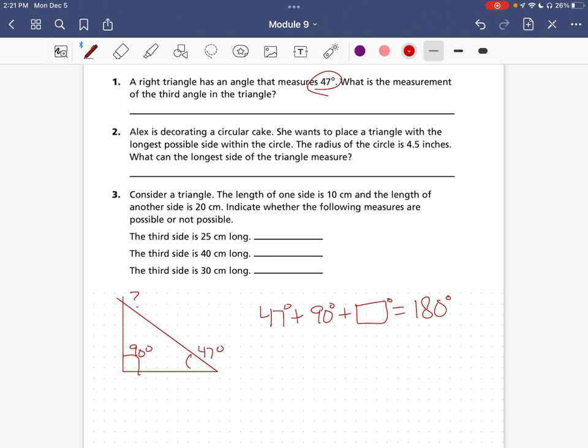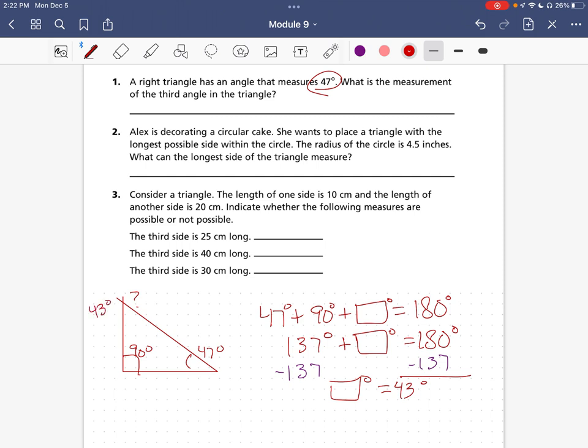Okay, add up our 47 plus 90. That'll give us 137 plus our unknown degrees equals 180. Now, if we're going to solve our equation, we're going to subtract 137 from both sides. And that'll get us that missing angle equals, pause your video if you need to, 43 degrees.